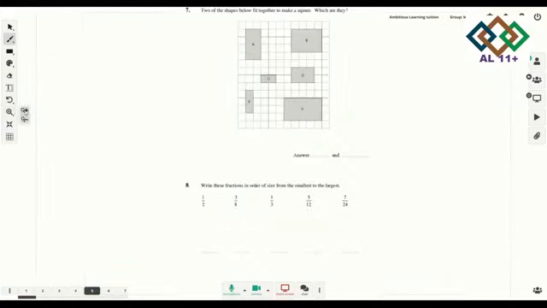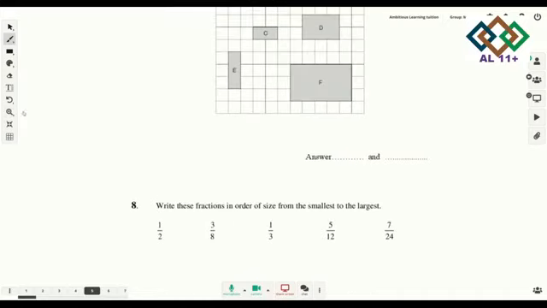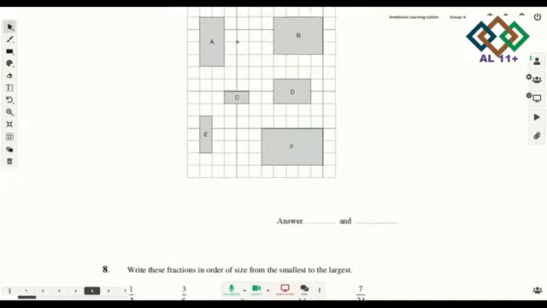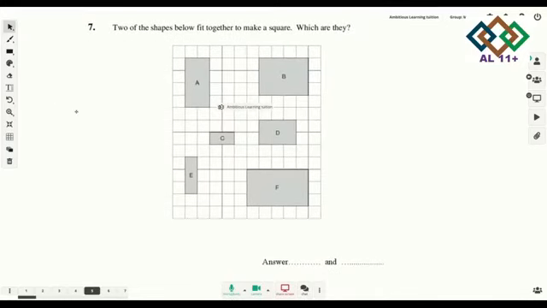Number 7, it's getting harder now. In this one, they are saying two of the shapes below fit together to make a square. Which are they? So you need to think which of the two shapes, if they fit together, make a square. So let's try making a square first.